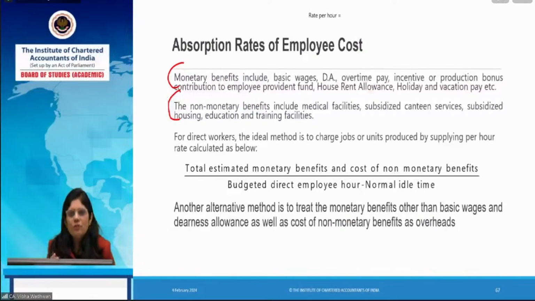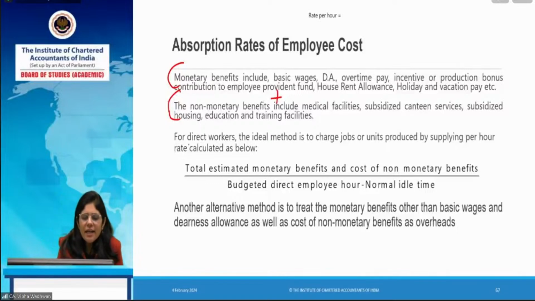Or again, the way we do, everything, monetary and non-monetary, you absorb in the labor cost. Clear? So one part of the discussion is that the holiday pay and contributions should go to overheads, and the basic, DA, overtime, bonus should go to the direct cost. The other point of discussion is monetary. All monetary should go to direct and non-monetary to overheads, or everything should go to direct cost, the way we have done in the last question.